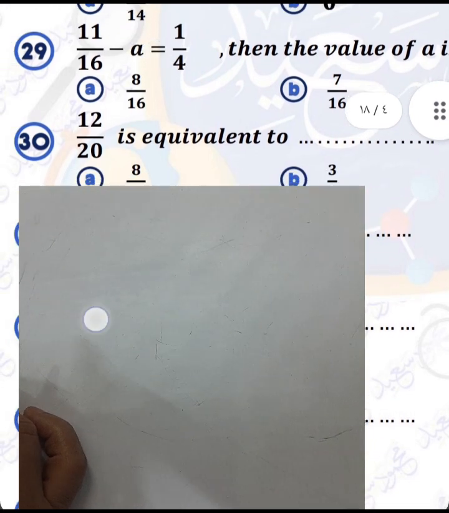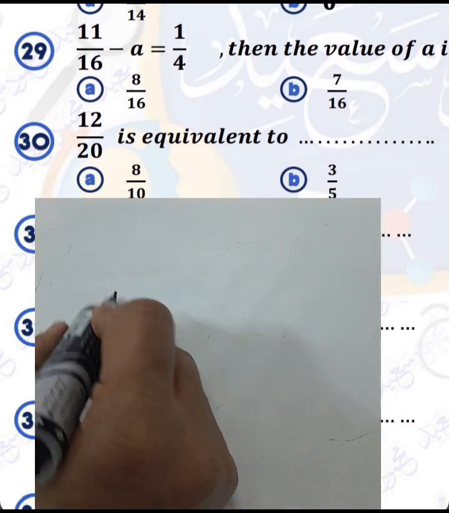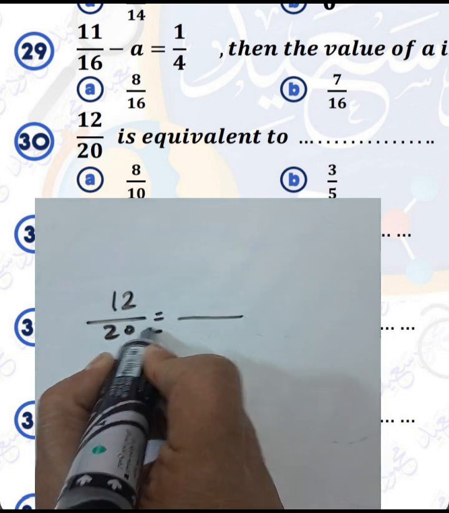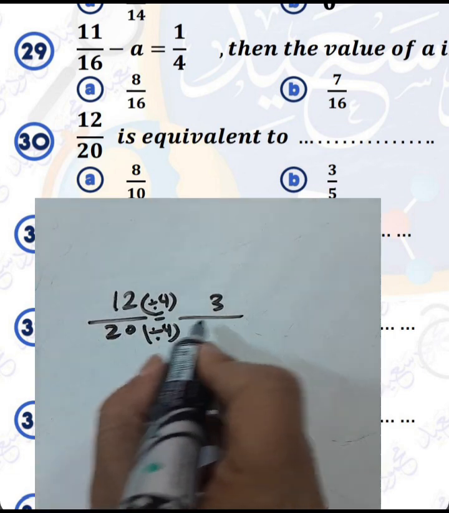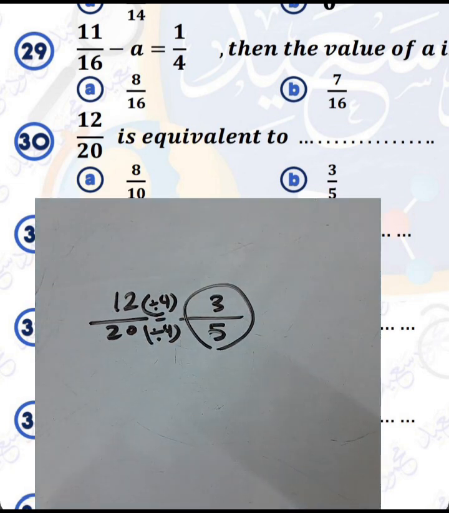Question 30. 12 over 20 is equivalent to blank. We can divide it by 4. 12 divided by 4 equals 3. 20 divided by 4 equals 5. Then the result will be 3 over 5.